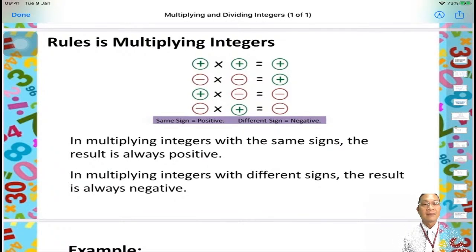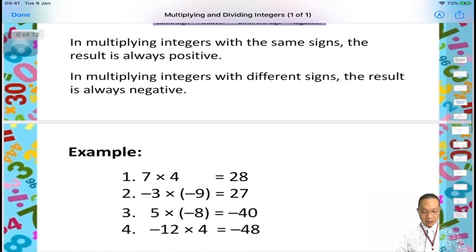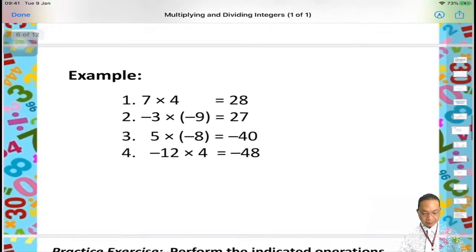Right? So again, we have positive times positive is positive. Negative times negative is positive. Positive times negative is negative. And negative times positive is negative. Alright, so let's take an example.